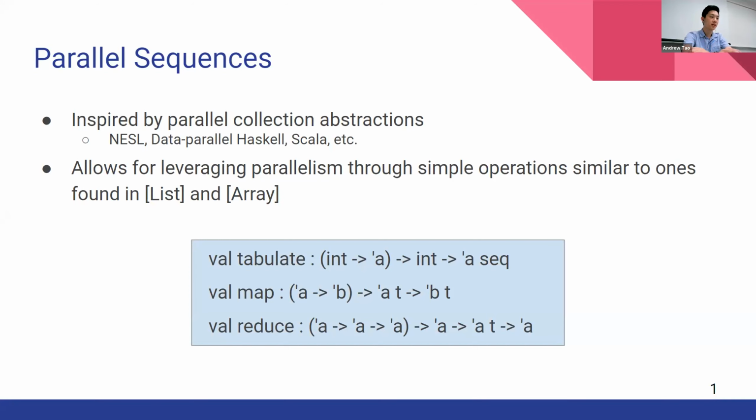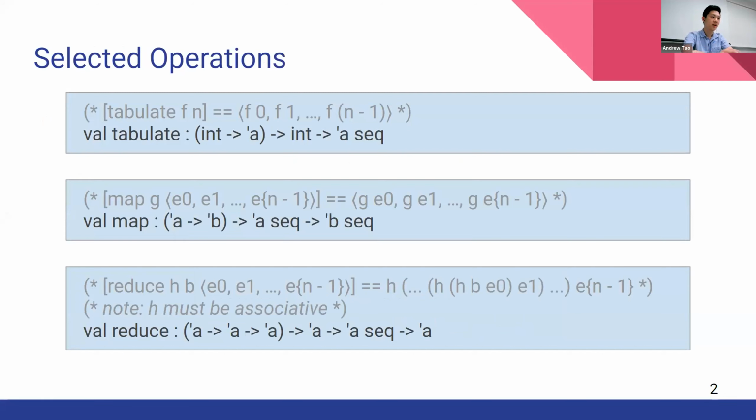So for example, the tabulate operation, it's the first one on the slide here. It's an operation which takes a function and an integer n, and it creates a new sequence by applying the function to every single integer between 0 and n-1. This is very analogous to a List.init, with the exception that all of our initialization functions are actually being applied in parallel. So this is a very familiar operation that's parallelized.